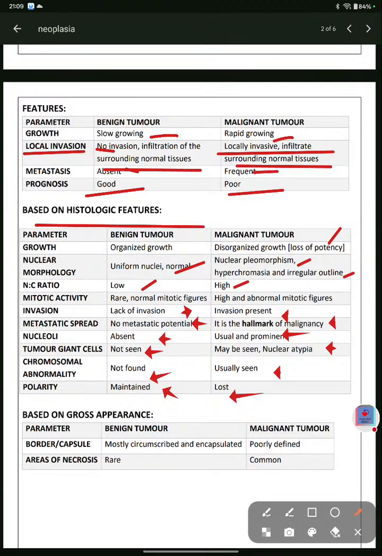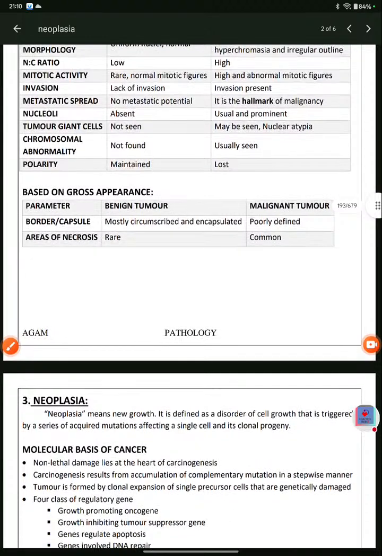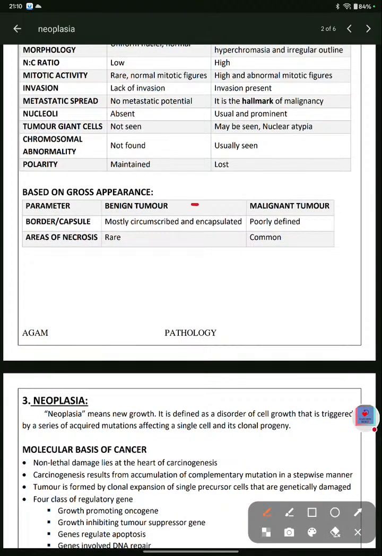Based on gross appearance, benign tumors are mostly circumscribed and encapsulated. Malignant tumors are poorly defined, and areas of necrosis are common.